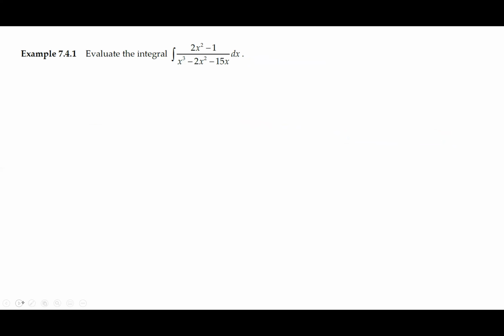So we've got 2x squared minus 1 over x cubed minus 2x squared minus 15x. My first job is to take this denominator and factor it. And so I have x times x squared minus 2x minus 15. And then x minus 5, x plus 3. All right.